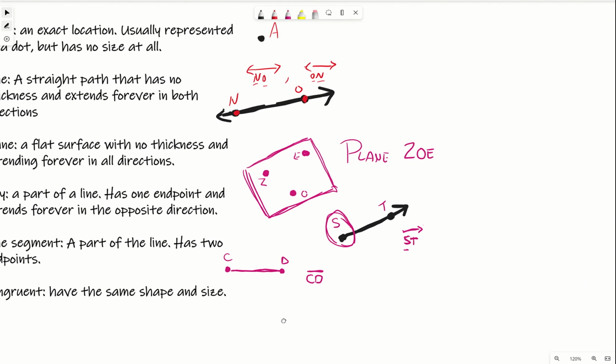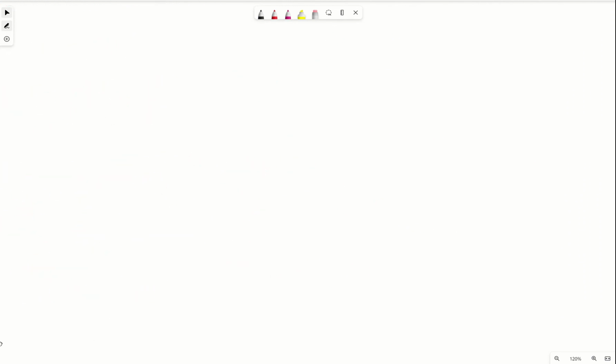So, let's say I had a figure that looked like a plane. We're going to use this highlighter as a plane. A little bit bigger, color it in. Okay, here's our plane, and it looks real pretty.